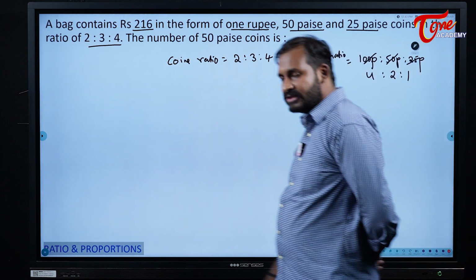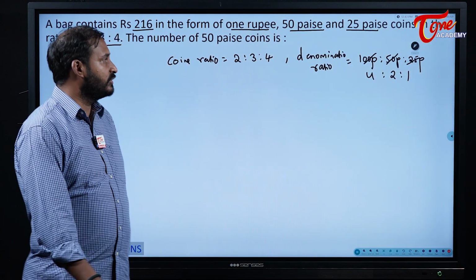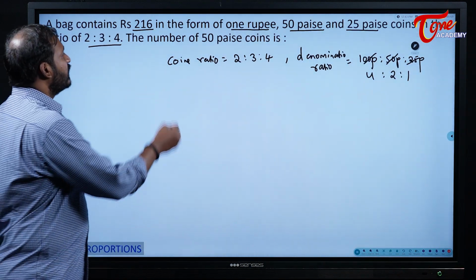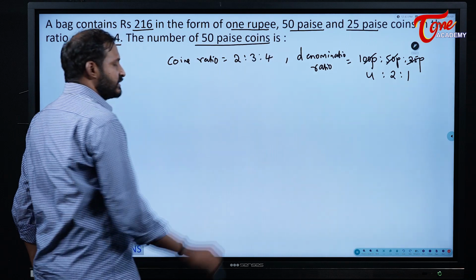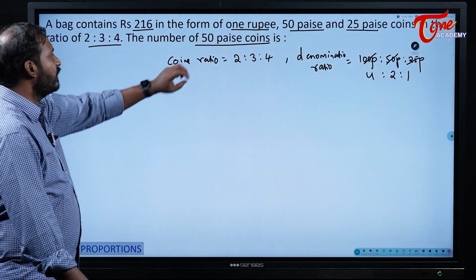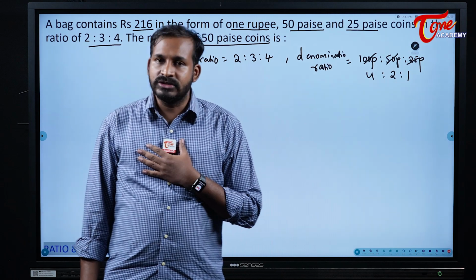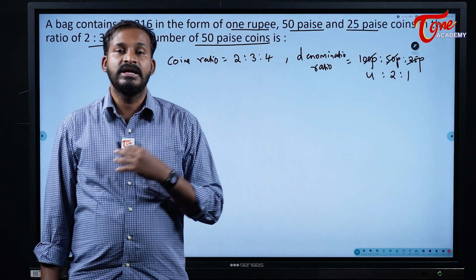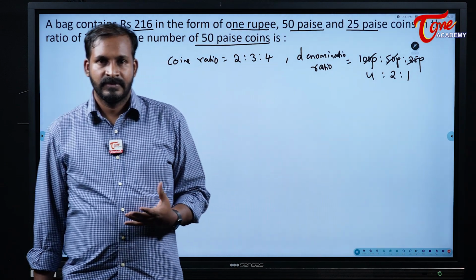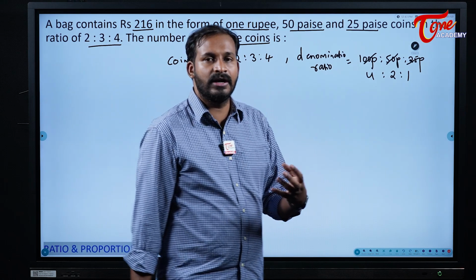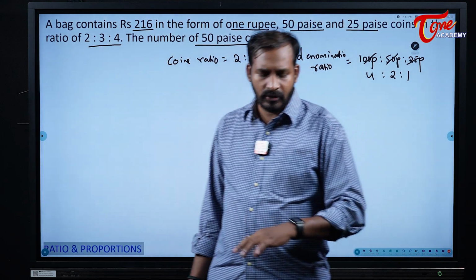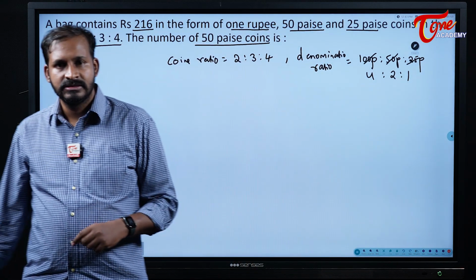4:2:1. The denomination ratio I have here is 4:2:1. Now, they are asking us what is the number of 50 paise coins in this one. Now, first of all, if I say that I have some 2000 rupees with 100 rupees notes, now tell me how many 100 rupees notes do I possess?